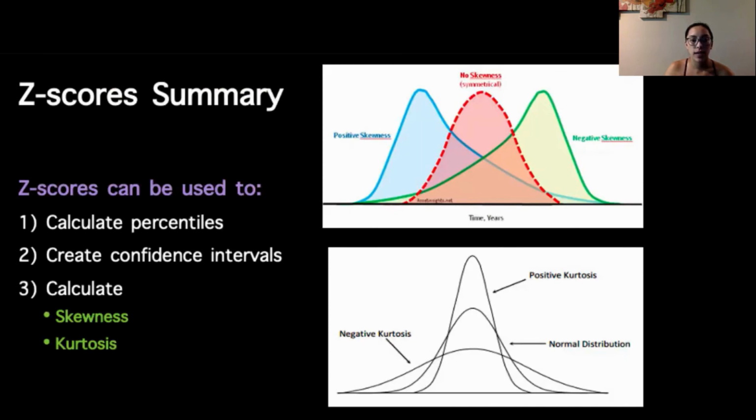And I want to summarize z-scores as a whole. So again, we can either use them to calculate percentiles, specifically estimated percentiles when we are assuming we have a normal distribution. We can also use them to create confidence intervals, which we will work on in future classes, probably next week. And then we will also use these scores to calculate skewness and kurtosis. So we're bringing it back to distribution shape.